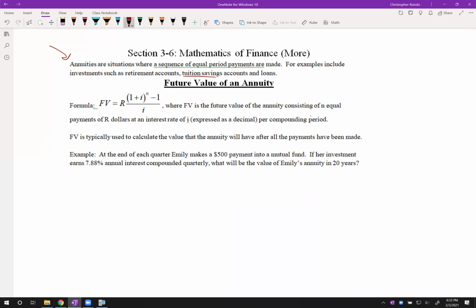All right. So here we have future value, payment. So we're getting a payment here in our dollars. Interest rate expressed as a decimal per compounding period. Okay, so this part here, even though it's a single variable in our equation, it has a little extra work involved in here. So watch out for that. And I want to point it out as we read through it. Typically calculated value we'll have after all the payments have been made.